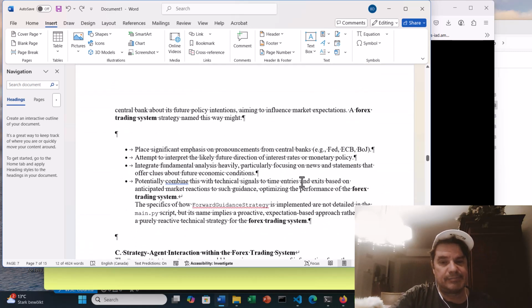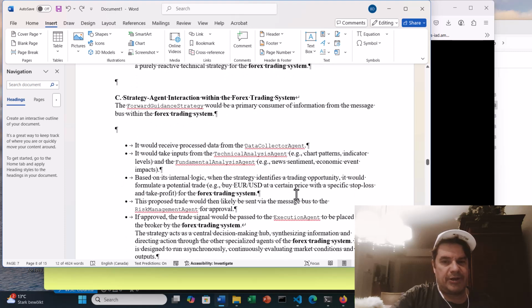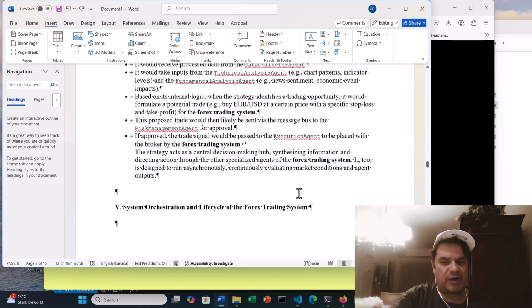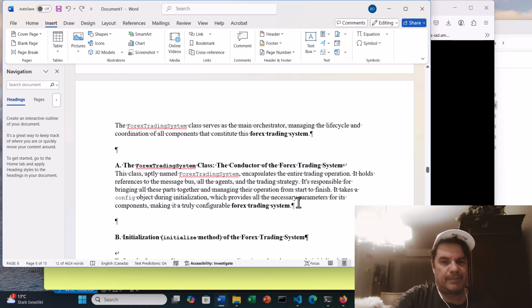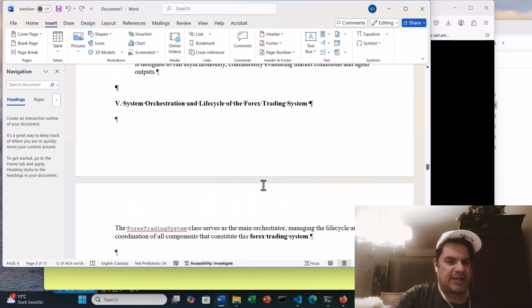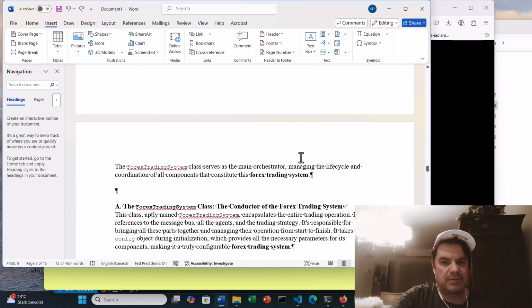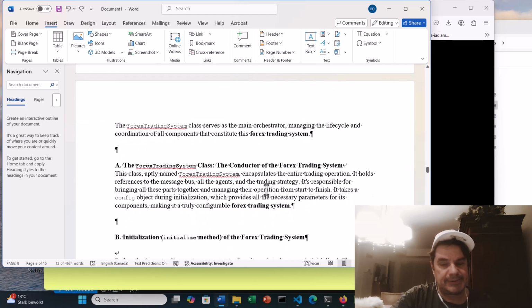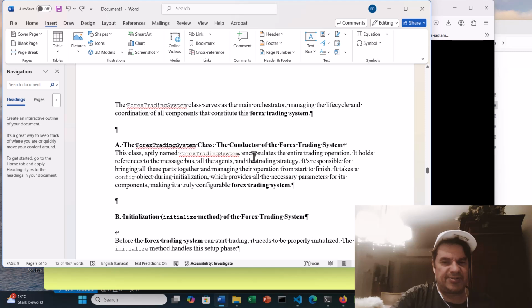But yeah, I would read the article to get really involved and see what it entails. One of the key terms I keep hearing about agents is orchestration and life cycle. So this particular system setup orchestrates the entire trading operation.